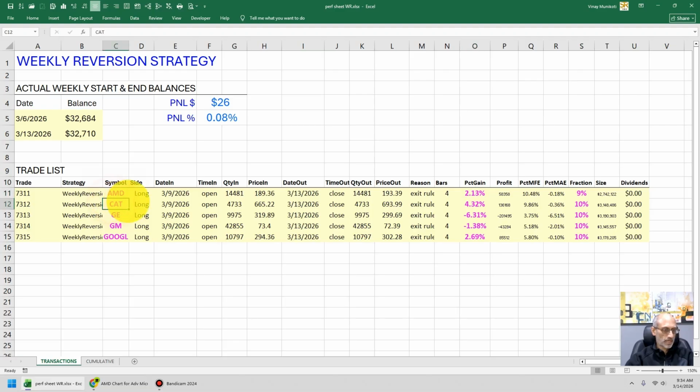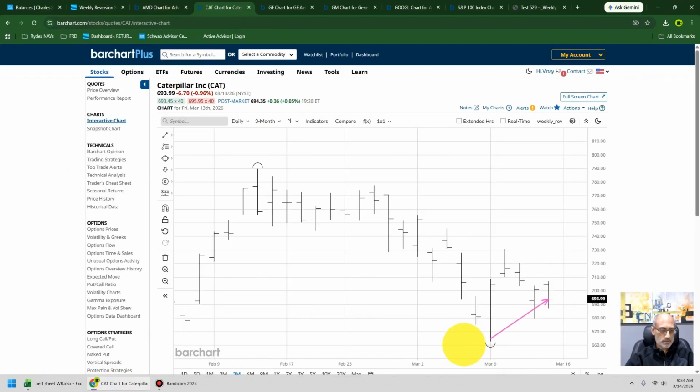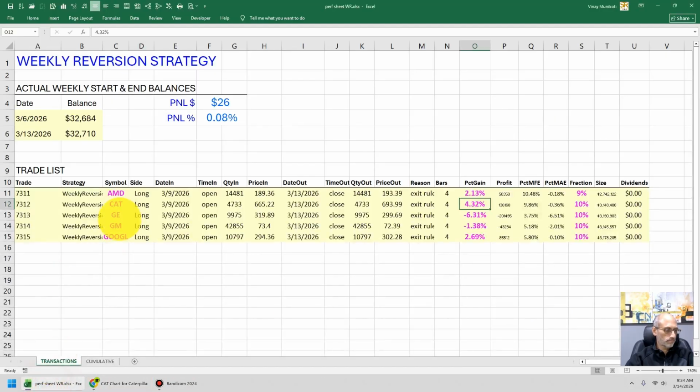The next one is Caterpillar. That was the best trade for the week, up 4.3%. And so we bought here on the weakness at the open of Monday and sold here for a good profit at the close of Friday.